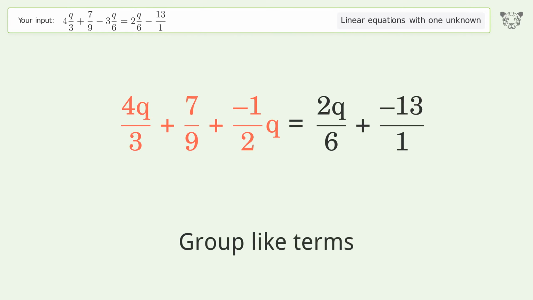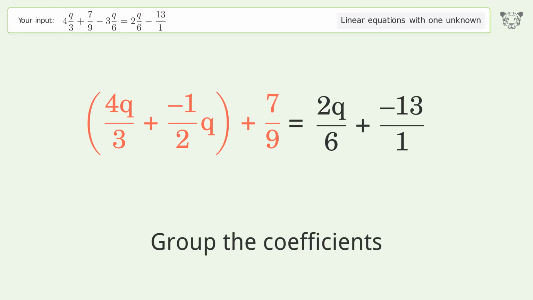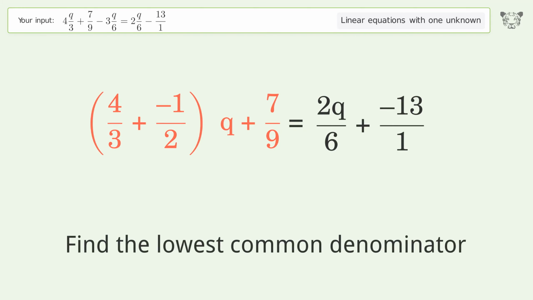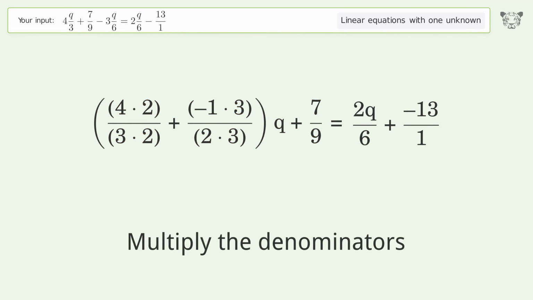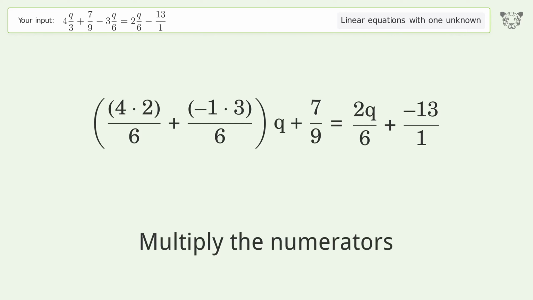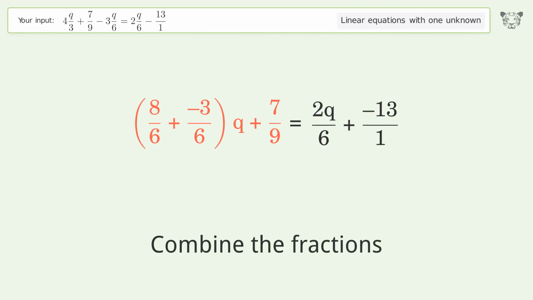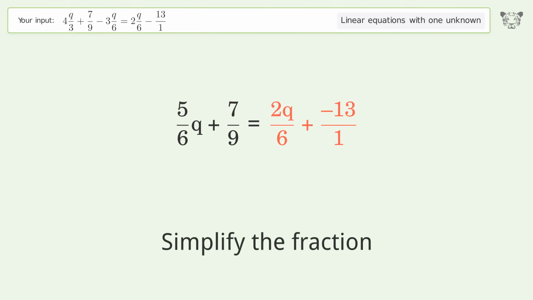Group like terms. Group the coefficients. Find the lowest common denominator. Multiply the denominators. Multiply the numerators. Combine the fractions. Combine the numerators. Simplify the fraction.